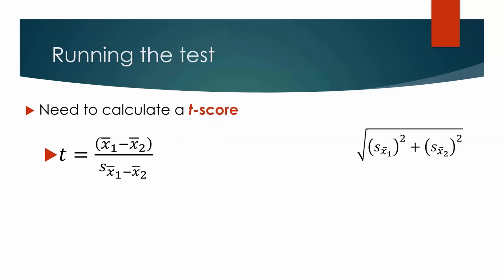Now, how do we actually calculate the t-score? Well, remember, the t-score always represents the same thing for every t-test, but the calculation is slightly different. The top part of the t-equation for the independent samples t-test is the difference between the means, just like it was in the one sample. Here, it's the difference between the mean of sample 1, indicated by the subscript 1, and the mean of sample 2, indicated by subscript 2.